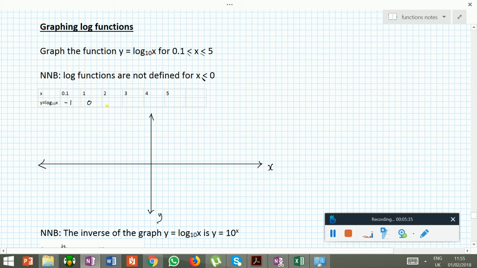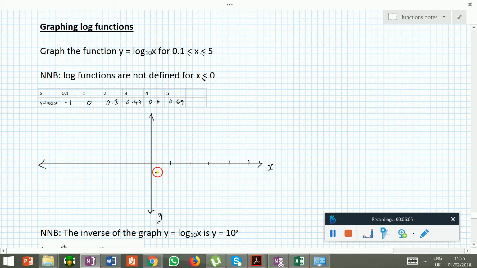The log of 2 is 0.3. The log of 3 is 0.47. The log of 4 is 0.6. And the log of 5 is 0.69. Now, if I'm to draw the log function, we go 1, 2, 3, 4, 5 approximately. At 0.1 you're at -1 down here.